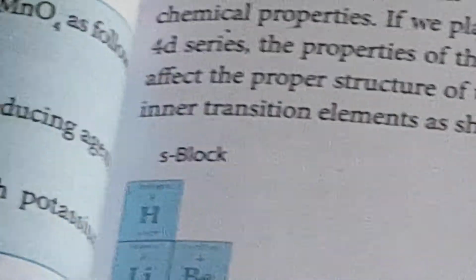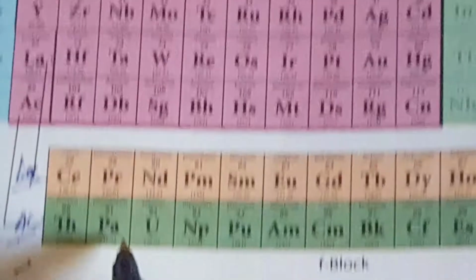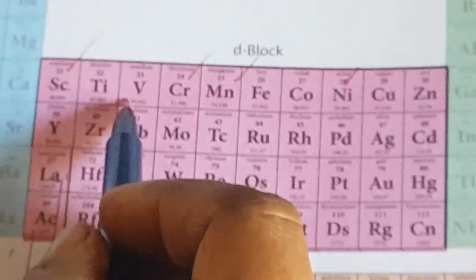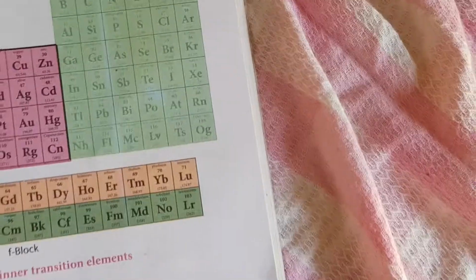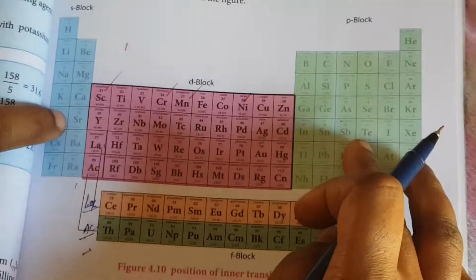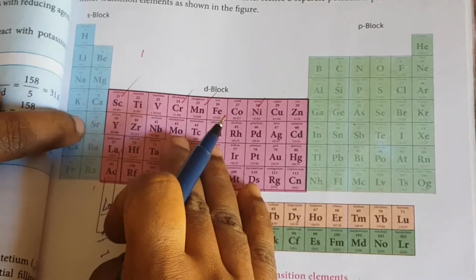In 11th standard we studied the introduction of the S block, P block and D block elements. In this lesson we are going to study the D block elements and the F block elements. D block elements are called transition elements. Why are they called transition elements? They form a bridge between the highly reactive S block elements and the less reactive P block elements. So they are called transition elements.